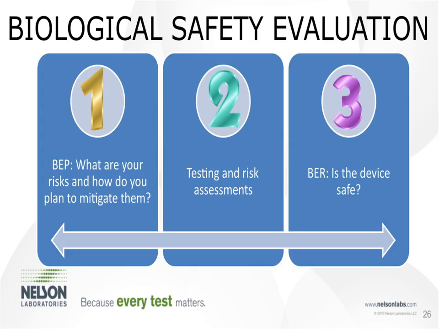So I just wanted to finish up today with a summary. Again, just going back to the slide, I think it bears repeating that you start with step one, a biological evaluation plan. What are your risks and how are you mitigating those risks? And remember, it's not a checklist approach or checkbox approach. And then part two, the testing and risk assessments. So perform the testing and do the risk assessments where necessary.